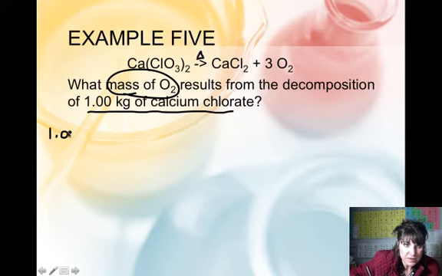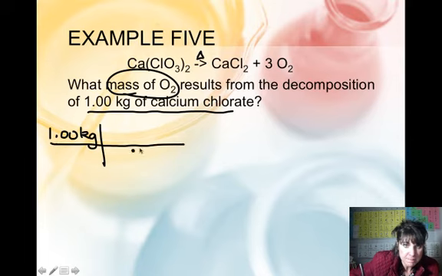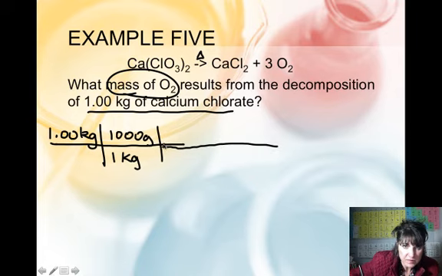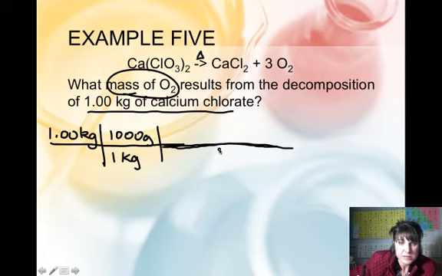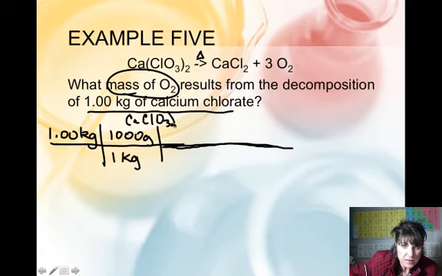We're going to start with 1 kilogram. And how many grams are there in 1 kilogram? Let's put kilogram down below. There's 1,000 grams in a kilogram. That's what kilo means. So that's my first step, is get to grams so that I'm working on the same playing field here. And that's grams of calcium chlorate. So we're going to next have to use the molar mass for calcium chlorate. How many grams are in 1 mole of calcium chlorate?